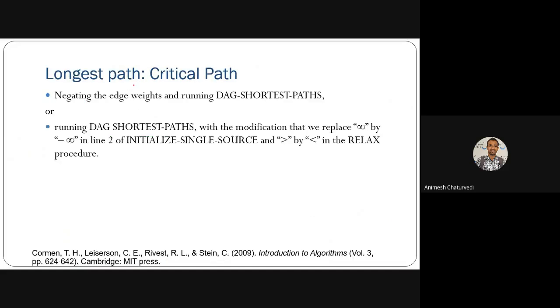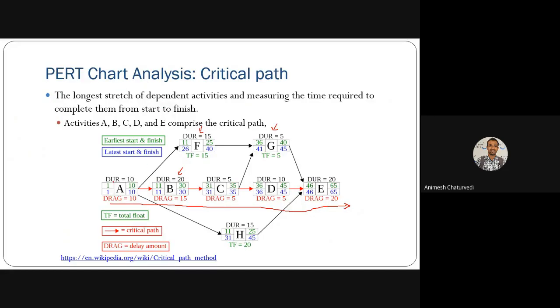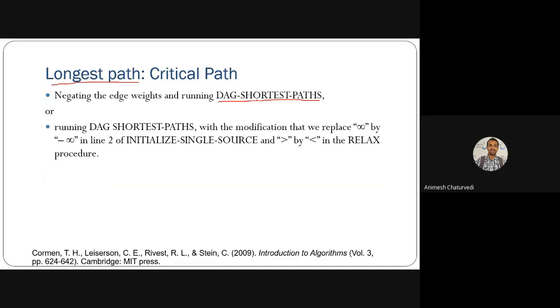Then how do we find the critical path? Critical path means longest path, simple. And you can find it as the opposite of the shortest path. We have studied everything for the shortest path. Now we have to calculate the longest path. So you just run the directed acyclic graph shortest path for negative edge weights. You just put a negative in front of them, negative, negative, negative, and start running the directed acyclic graph shortest path, and you will end up getting the longest path.